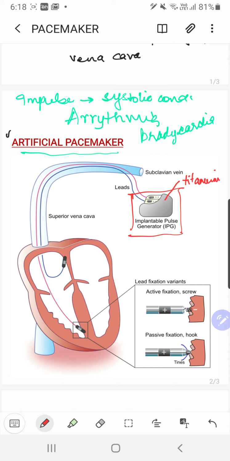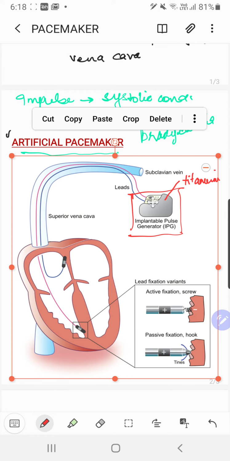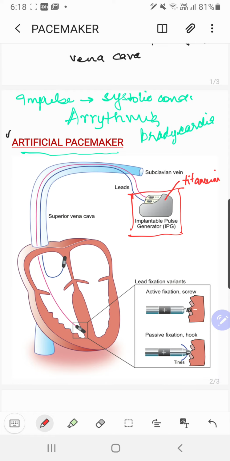right? And inside is the lithium battery. So it is a battery operated device, right? How it works: this small battery source is actually connected with the leads. These leads are the wires, right? And they are actually connected.